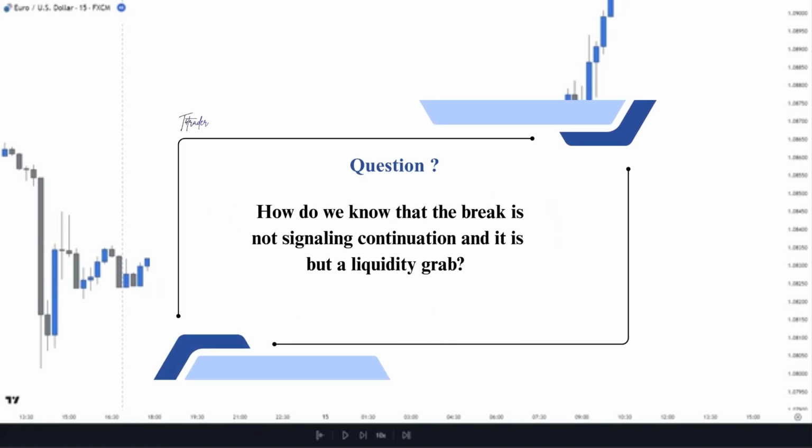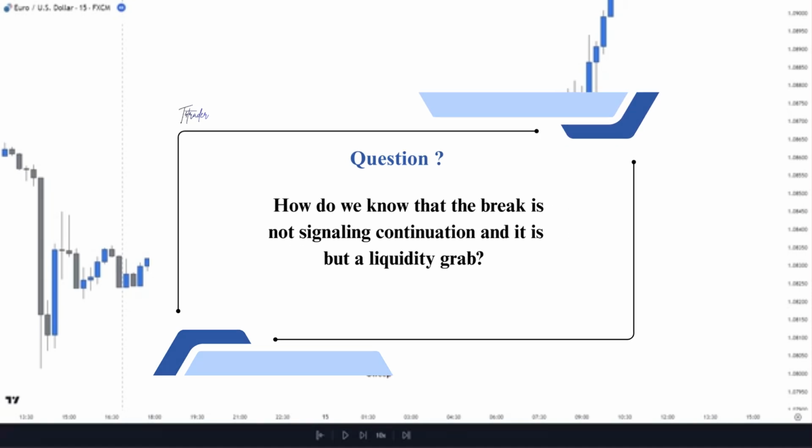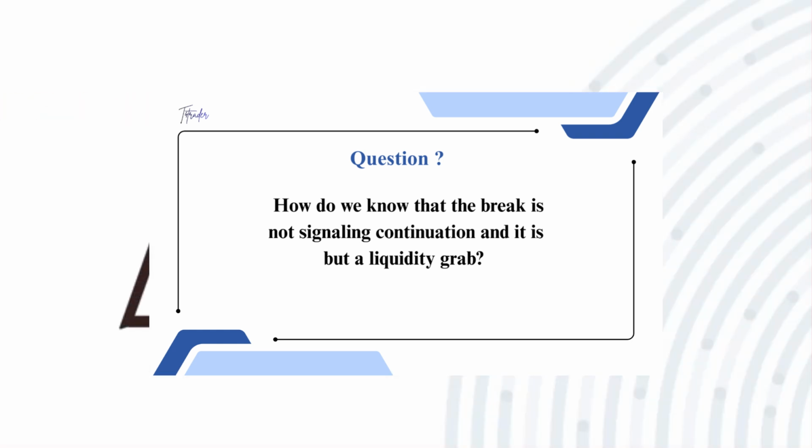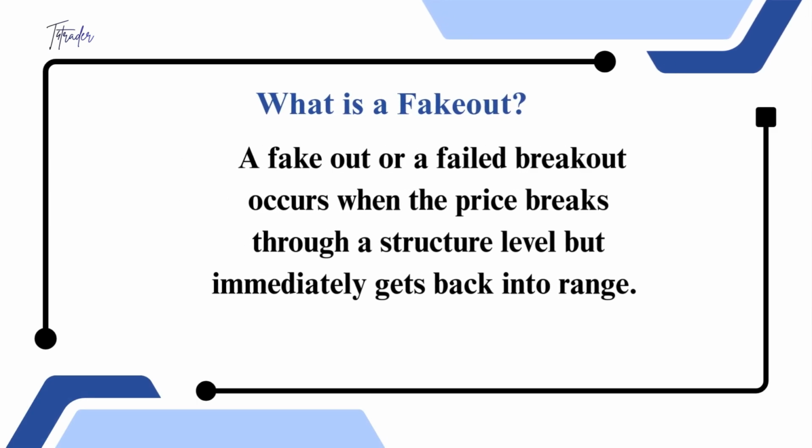Now, how do we know that the break is not signaling continuation, and it is but a liquidity grab? Here are two key indicators. Number 1, the fakeouts. A fakeout or a failed breakout occurs when the price breaks through a structure level, but immediately gets back into range.